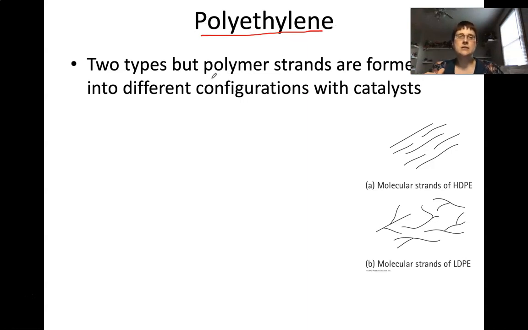But the strands are going to actually be formed into different configurations because of the catalysts. So you can see here, in HDPE the strands are in these more organized, long strands, and in LDPE they're more branched. Let's take a look at what that does. HDPE stands for high density polyethylene, and that should make sense that it's going to be rigid and tough.